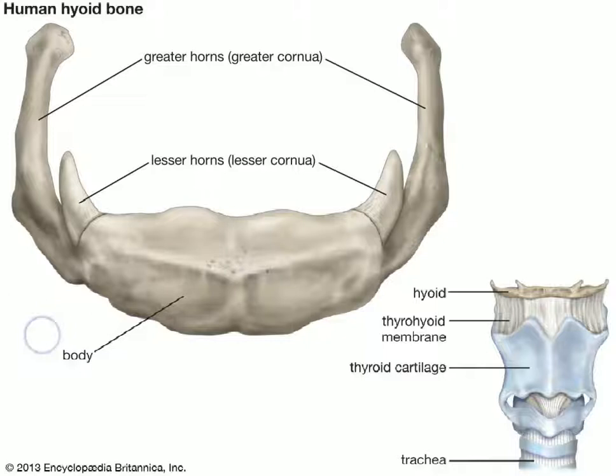This is the hyoid bone, this is the body of the hyoid bone, and it has two horns or cornua. This is the lesser horn because it is smaller in size. This is the greater horn, which is larger in size. So the muscle gets inserted where the greater horn and the body connect with each other at the junction.